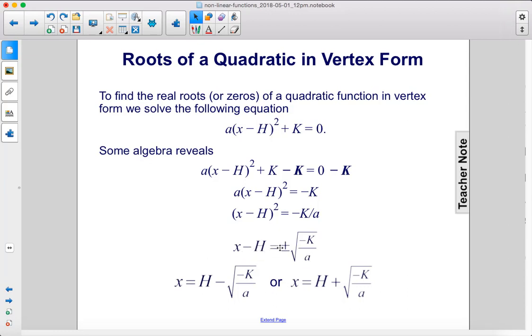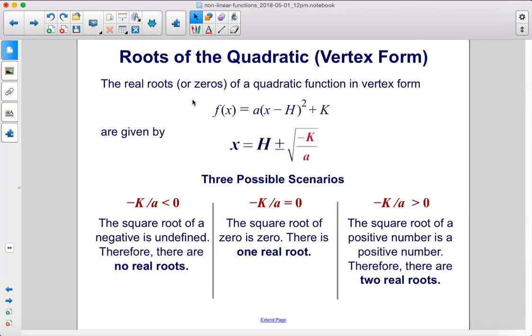So when we move the h over, we get x equals h minus the square root of negative k over a, or x equals h plus the square root of negative k over a. The real roots or zeros of a quadratic function in vertex form are given by x equals h plus or minus the square root of negative k over a.